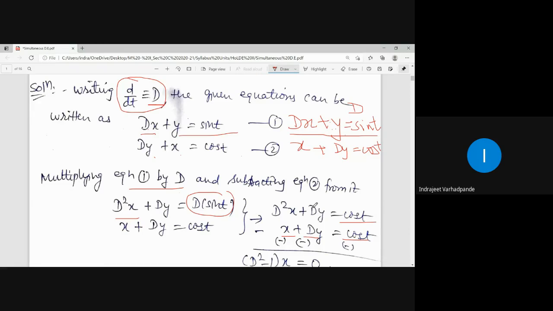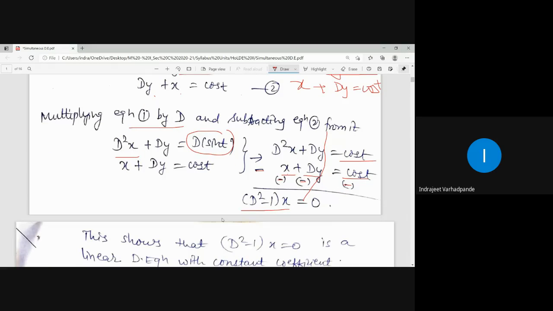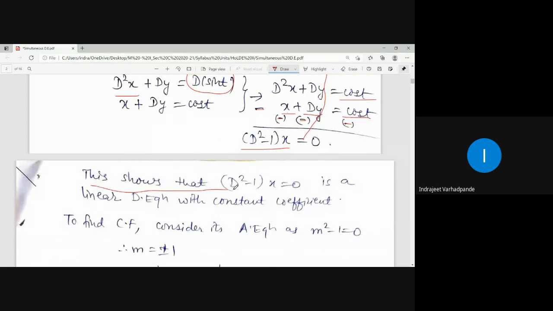Now both the coefficients of y are made the same. Do the subtraction. In doing the subtraction, all the internal signs are changed. So here also it will be minus, here also minus, here also minus. All the positive terms become negative. So Dy minus Dy is cancelled. D square minus 1, x taken common. What is left over there? D square minus 1 into x is equal to 0, and cos t minus cos t is 0. So what is the equation left with me? This shows that D square minus 1 into x equal to 0 is a linear differential equation with constant coefficients.